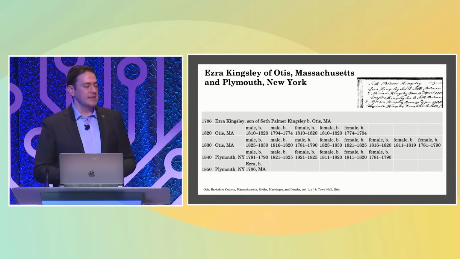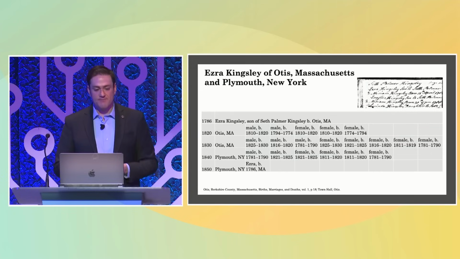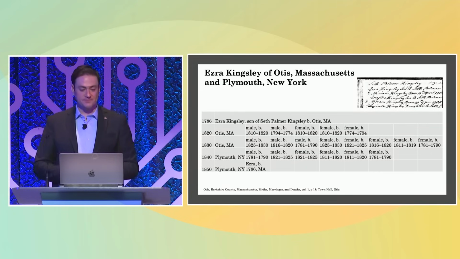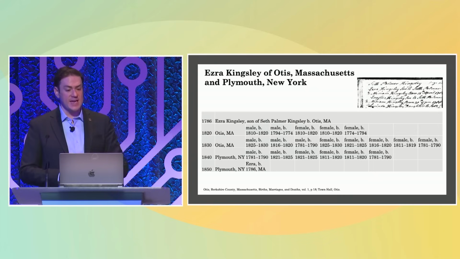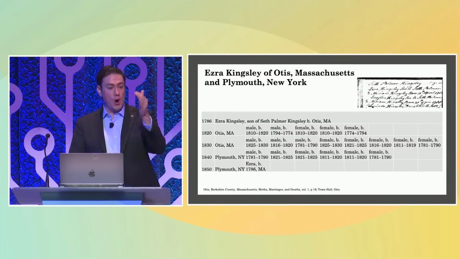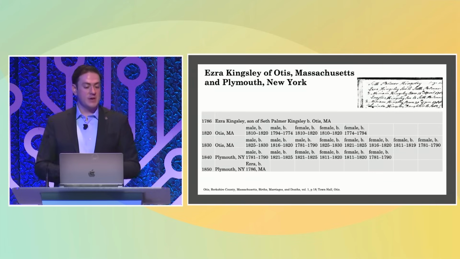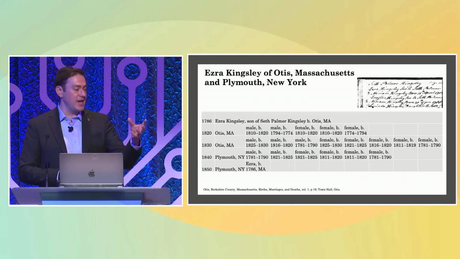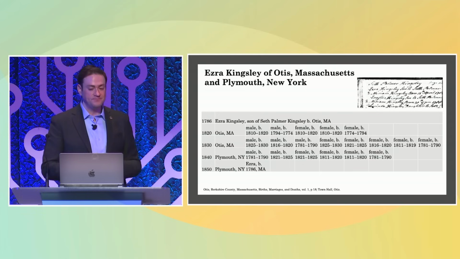Then the Ezra Kingsley of New York and Massachusetts. This Ezra Kingsley migrated. I can find a birth of this Ezra Kingsley as the son of Seth Palmer Kingsley in Otis, Massachusetts, and based upon the tick marks in the census records, it appears that this is the Ezra Kingsley that moved from Otis into Plymouth, New York, where he passed away.